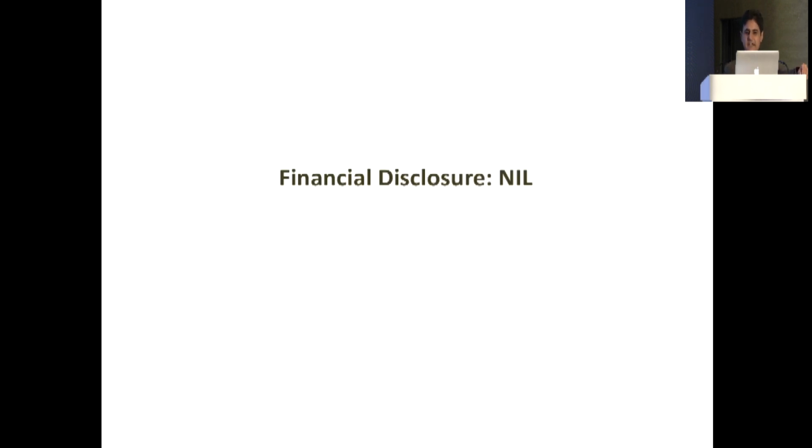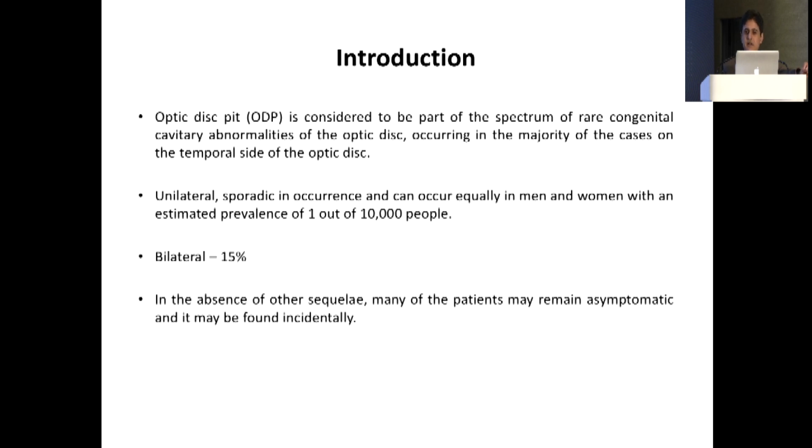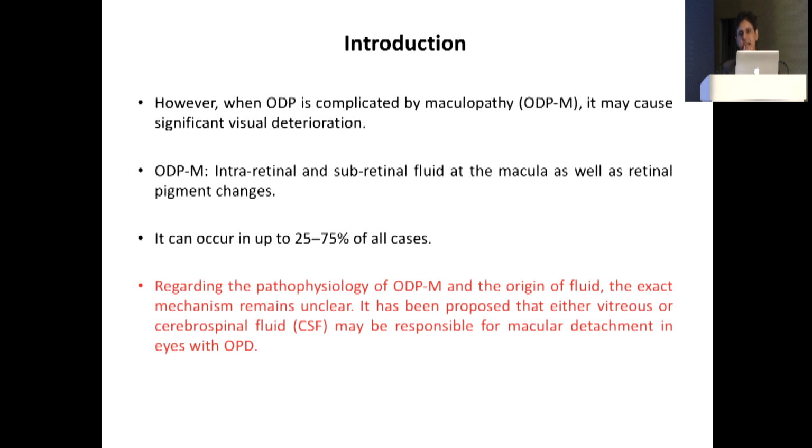This is a very rare entity which we encounter in our clinical practice. It is a congenital abnormality of the disc, and it mostly involves the temporal side of the disc. As I said, it's very rare, and in 10 to 15% of the cases, it is bilateral. In most cases, the patients are asymptomatic and it is an incidental finding, or a patient may present with optic disc pit maculopathy, which causes visual deterioration. It is associated with the presence of subretinal fluid and macular schisis, that is, intraretinal fluid. This can happen in about 25 to 75% of the cases.